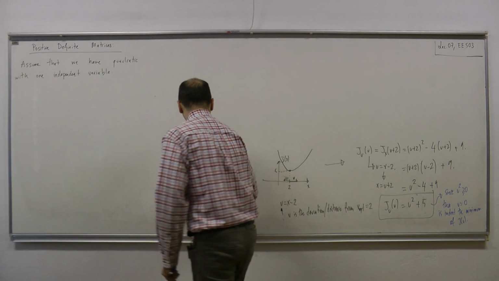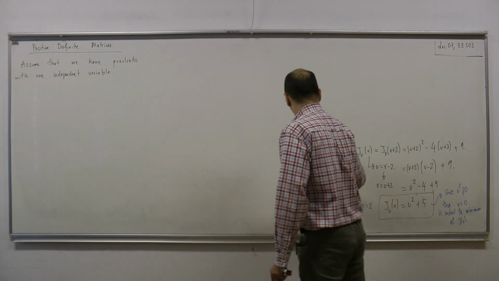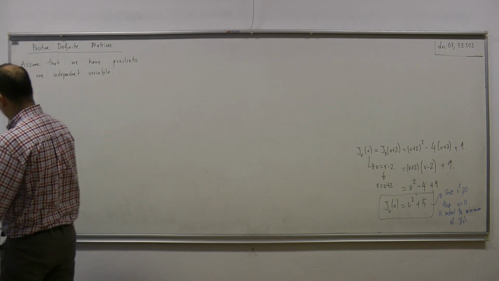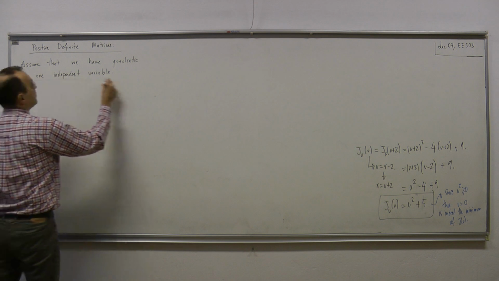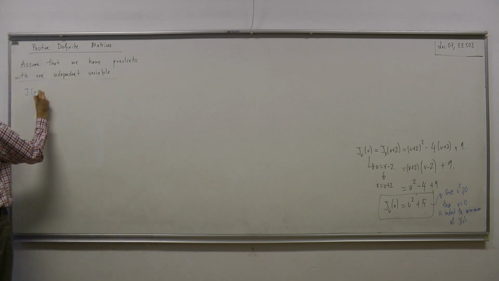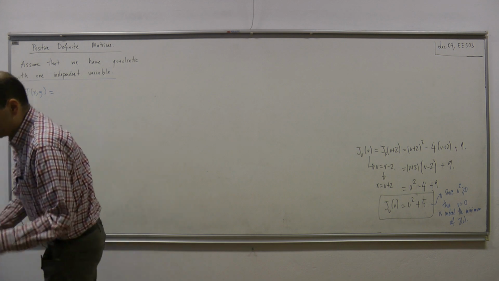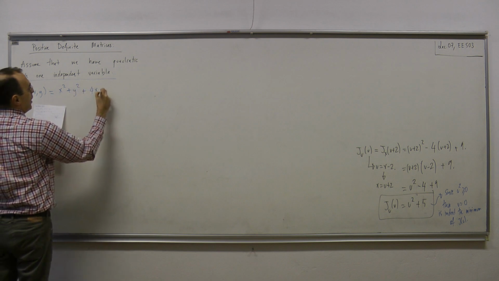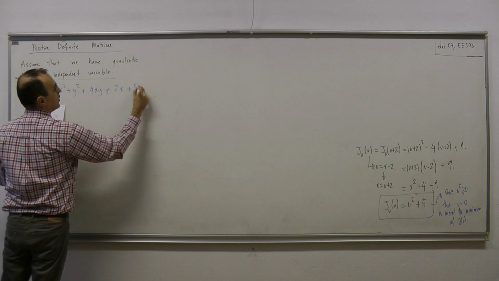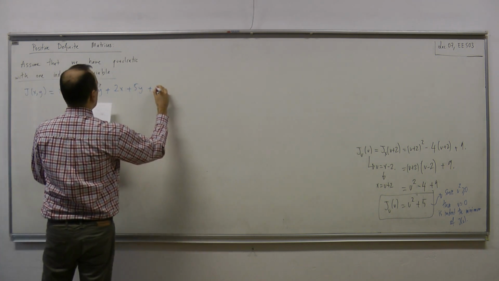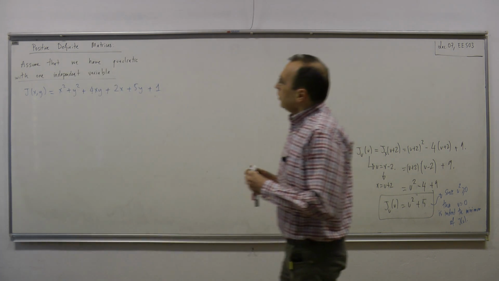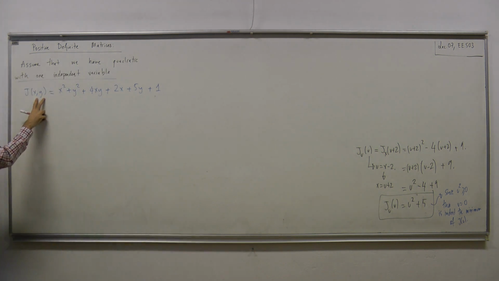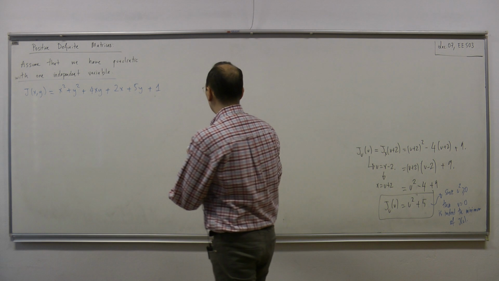Now, let me try to do the following. Let me define, this time, the following. J of x, y, a function of two variables: x squared, y squared, 4xy, plus 2x, 5y, plus 1. Okay. Now, this is a little different because I have two independent variables, as you see. Okay. So what is the simplest case of this?